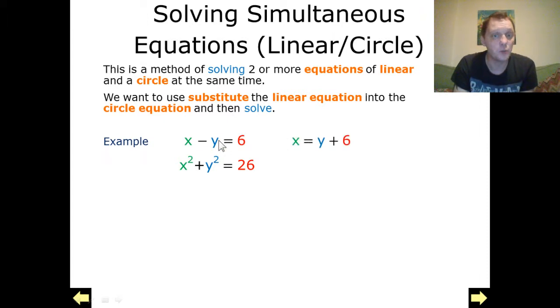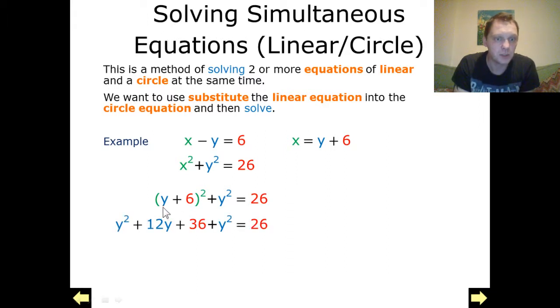So the first thing that we're going to do, we're going to rearrange our linear equation to make x or y the subject. In this case, I've made x the subject, so x equals y plus 6, because when we take the negative y from the left-hand side to the right-hand side, it becomes a positive y. And we're now going to substitute in our value for x into our equation. So we've got now (y plus 6) squared plus y squared equals 26. And then we're going to solve this like we would do a normal equation.